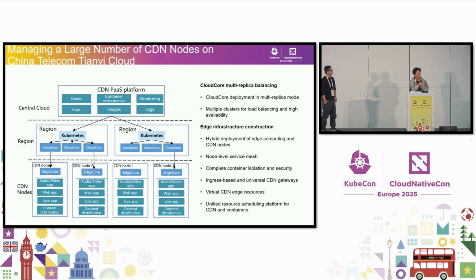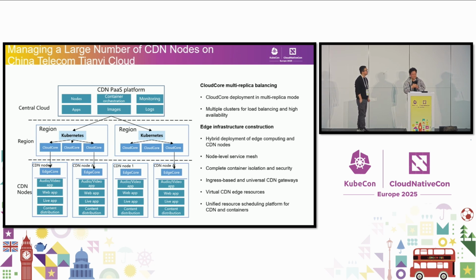And finally, we have a case about KubeEdge on the CDN. As we know, content delivery networks are working on delivering the content from the cloud. But sometimes they suffer from the problem that the connection is very weak, and so the downloading is very slow.